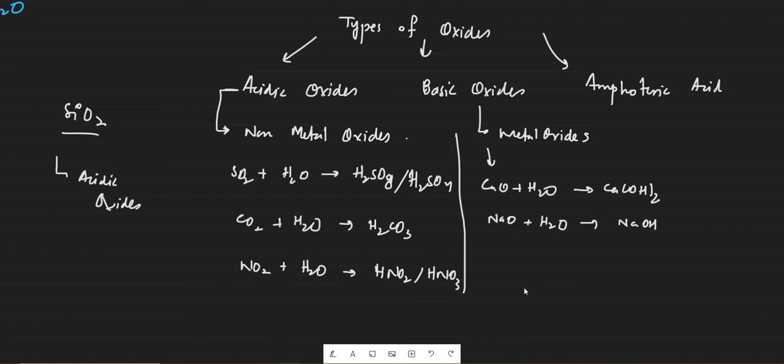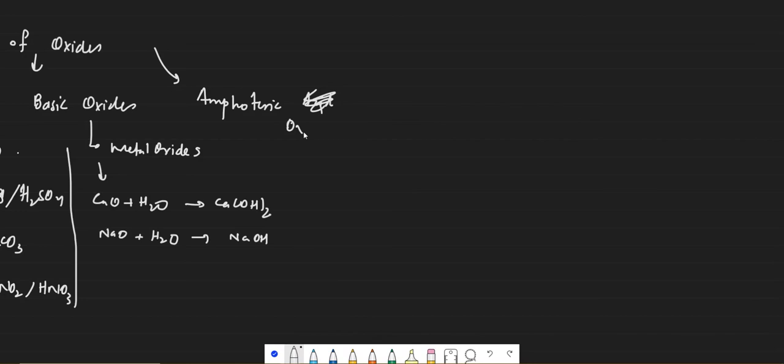Now, let's talk about an interesting one, amphoteric oxides. As I said, it's an amphoteric oxide. Amphoteric oxides have the capability to behave both like acids as well as bases.